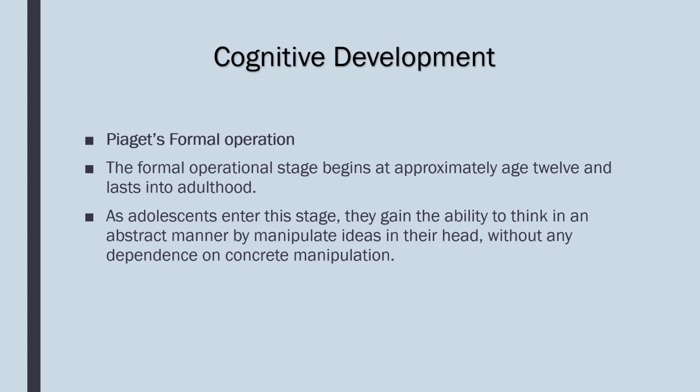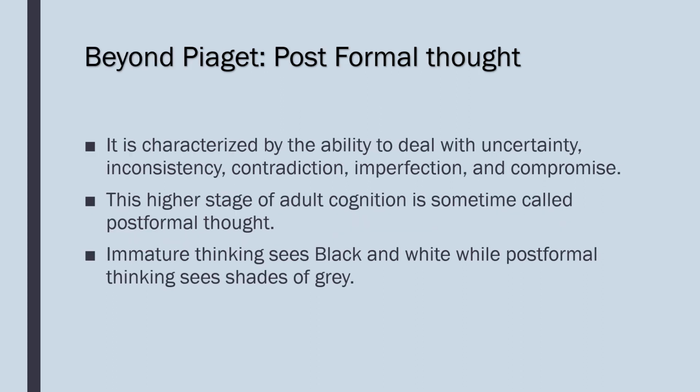So first, Piaget's formal operation. The formal operational stage begins at approximately 12 and lasts till adulthood. What is this? They gain the ability to think in an abstract manner by manipulating ideas in their head without dependence on concrete manipulation. So this is the time when an adolescent can think in an abstract way, manipulate their ideas in their mind, and use them for future purposes or solving a problem. Okay, there is something beyond formal thinking.